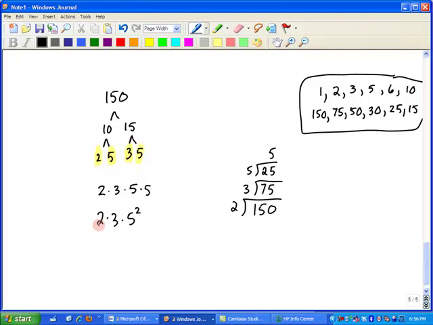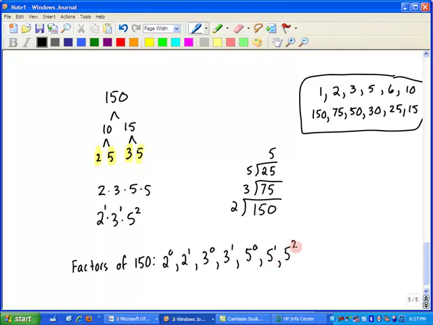So we start with, like, we say, all right, 2 has to be in there. And this is 2 to the first power. This is 3 to the first power, right? So when I look at factors of 150, I could have 2 to the 0 or 2 to the first. I could have 3 to the 0 or 3 to the first. I could have 5 to the 0, 5 to the first, or 5 to the second. Why did I go up higher on the 5? Because it has a second power in there.